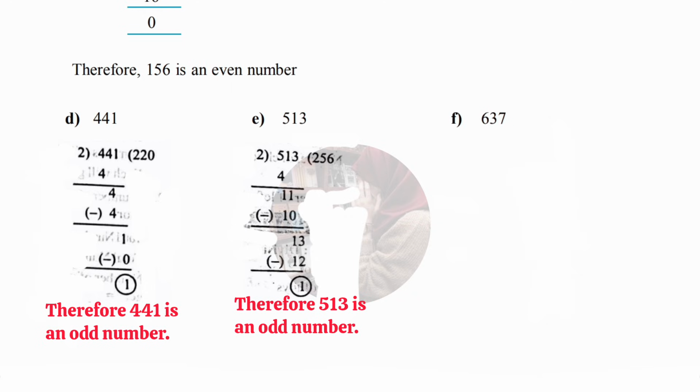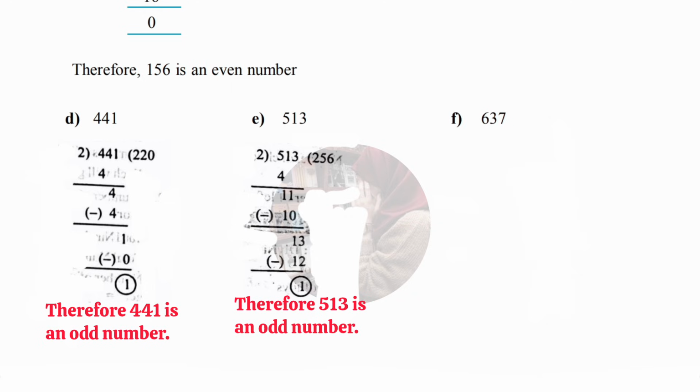So 2 2s 4, 1 will be left, then 1 will come downside, it will become 11. So 2 5s 10, 1 will be left, 3 will come downside, it will become 13. 2 6s 12, 1 will be left as remainder. So therefore 513 is an odd number.